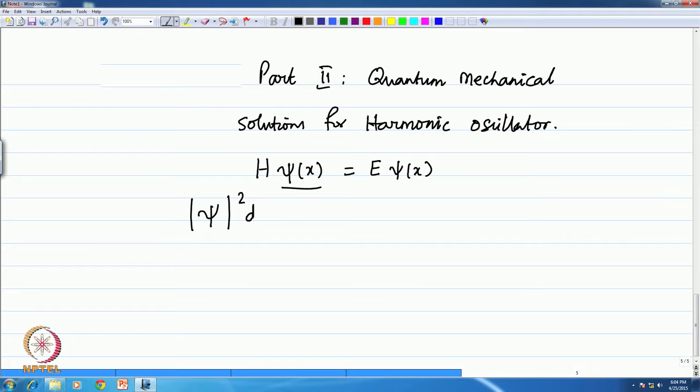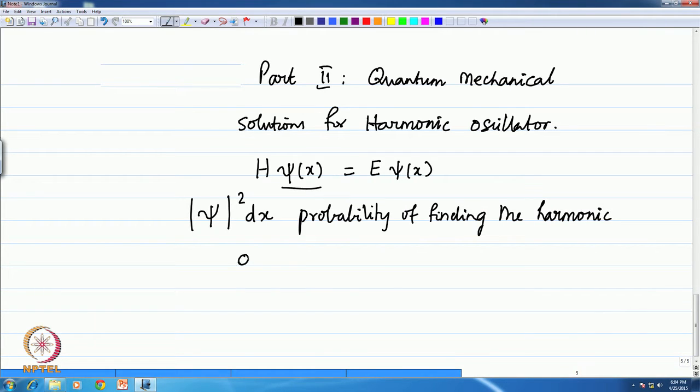associated with the harmonic oscillator, and it has the same probability interpretation as you have with the particle in a one dimensional box, namely psi squared dx represents the probability of finding the harmonic oscillator between x and x plus dx.